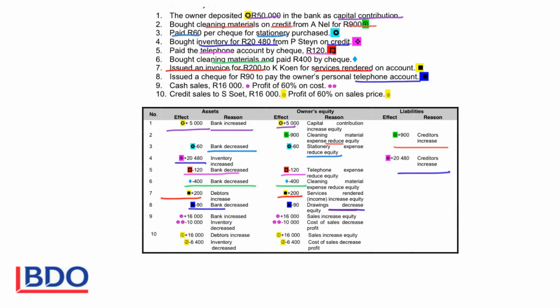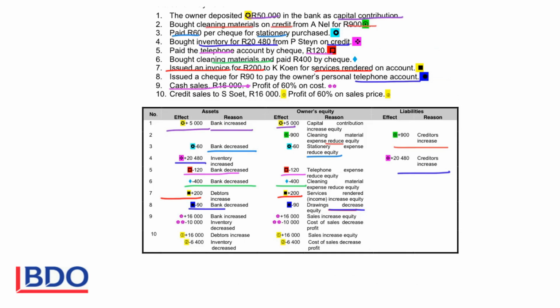Cash sales for 16,000. As soon as we sell something and we use the perpetual inventory system, it means that we have to complete two double entries. One double entry for the sales price and one double entry for the cost price. So first of all, we will record the entry for the 16,000.